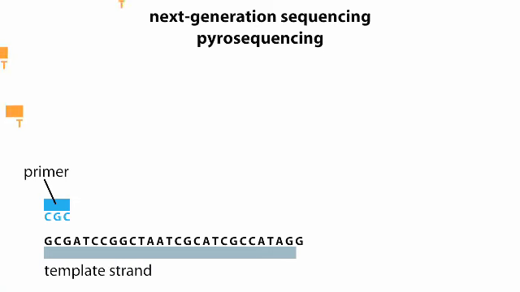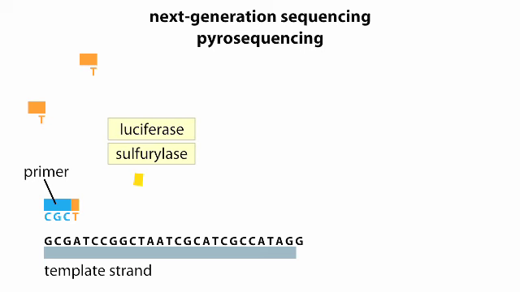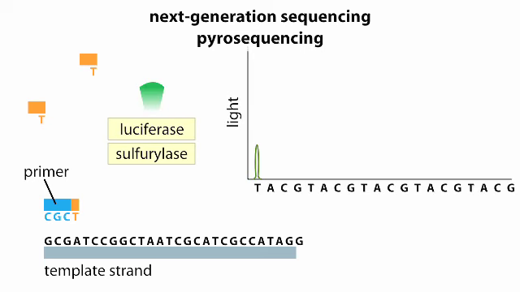Nucleotides with a single type of base are flowed over the plate one at a time, starting here with dTTPs. If the template DNA has an adenine-bearing nucleotide in the first position, DNA polymerase adds a dTTP to the growing strand and releases a pyrophosphate as the byproduct. Two enzymes, called sulfurylase and luciferase, convert the pyrophosphate into a flash of light, which is recorded. Pyrosequencing is based on detecting pyrophosphate.